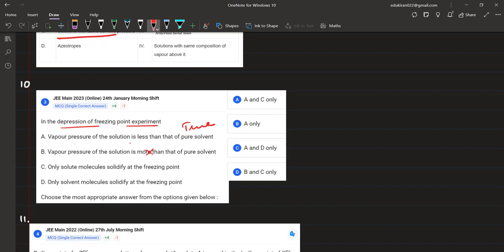ओनली सॉल्यूट मॉलिक्यूल सॉलिडिफाई एट फ्रीजिंग पॉइंट. नहीं, सॉल्यूट मॉलिक्यूल सॉलिडिफाई तो नहीं होंगे ना, डिजोल्व होंगे और वो प्रेसिपिटेट होते हैं. दो चीज होता है. ठीक है, जो अगर सॉलिड सॉल्यूट रहेगा, इट विल आइदर डिजोल्व और इट विल प्रेसिपिटेट. ओनली सॉलिड मॉलिक्यूल सॉलिडिफाई एट फ्रीजिंग पॉइंट. दिस इज ऑल्सो ट्रू ना, दिस इज ऑल्सो ट्रू राइट?